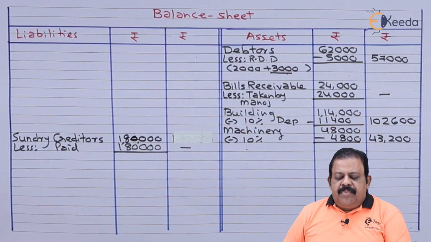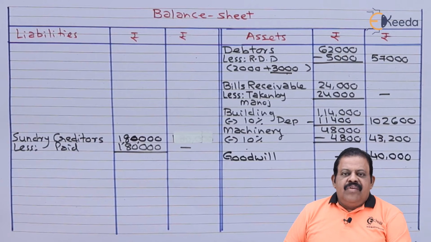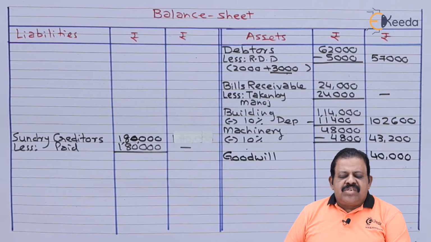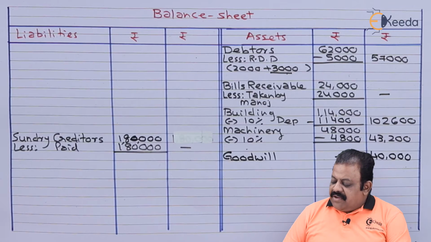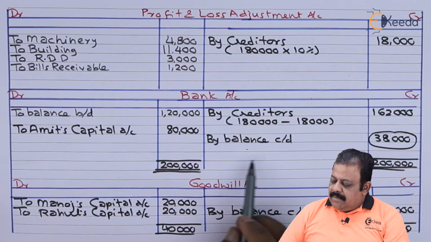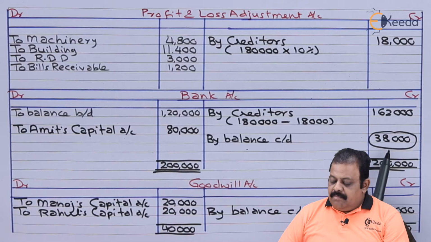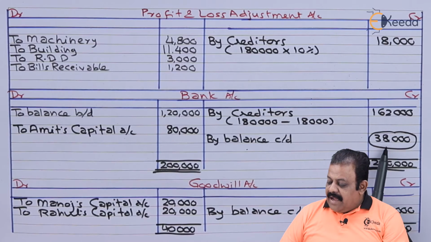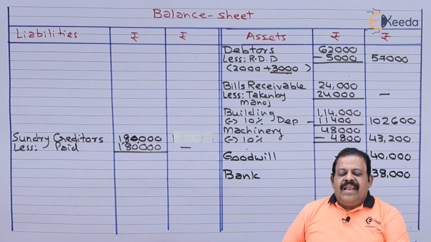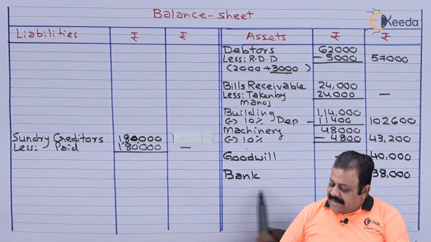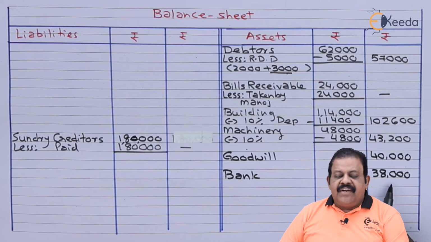Goodwill account balance is 40,000. This 40,000 will be recorded on the asset side. Goodwill account is not closed, therefore goodwill appears in the new balance sheet. By balance carried down 38,000. Bank account is closed. We are getting balance 38,000. Balance sheet asset side: bank balance is 38,000.